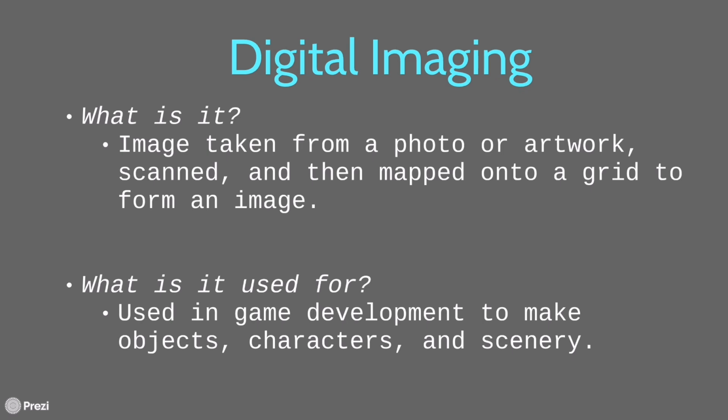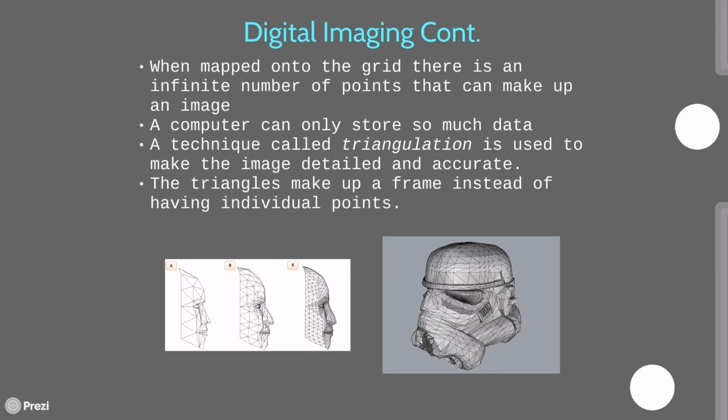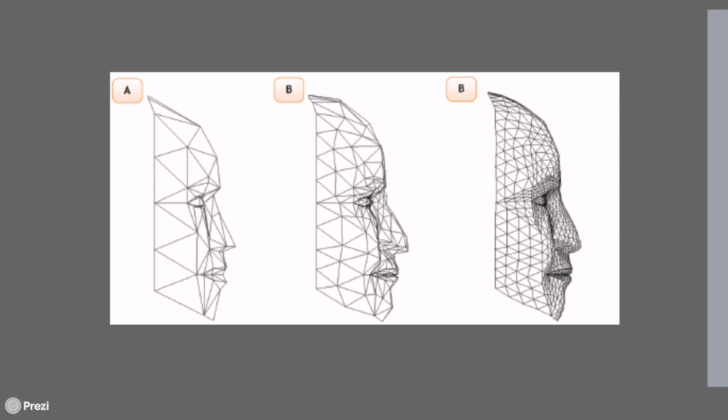So right here we also have digital imaging, which is an image taken from a photo or artwork, scanned, and then mapped onto a grid to form an image. This is actually used in game development to make objects, characters, and scenery. When mapped into the grid, there is an infinite number of points that can make up an image, but a computer can only store so much data. So a technique called triangulation is used to make the image detailed and accurate. The triangles make up a frame instead of having individual points.